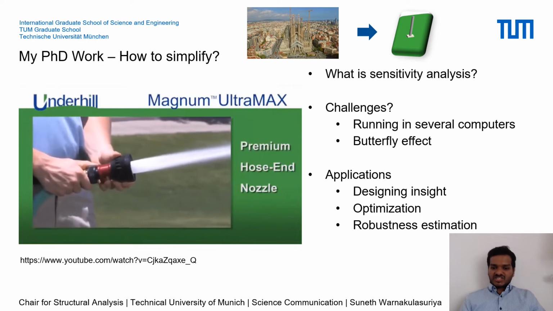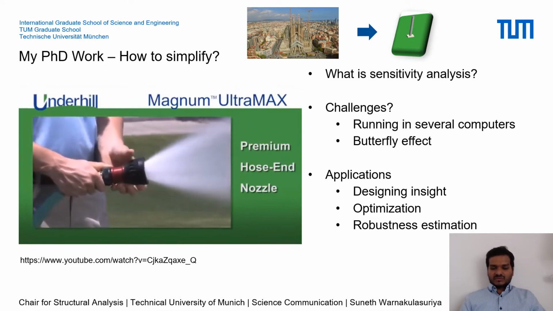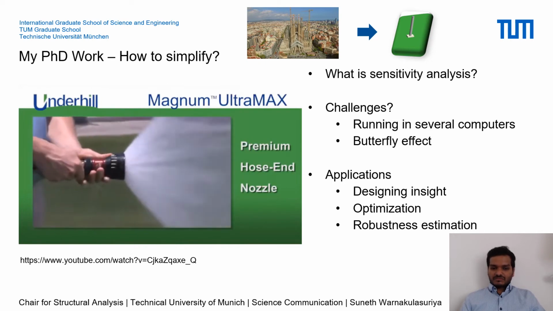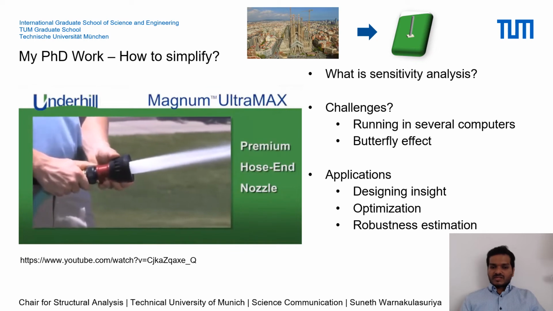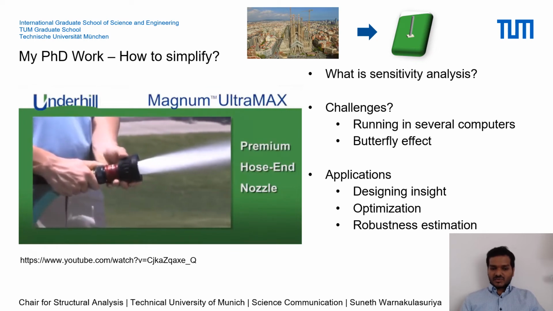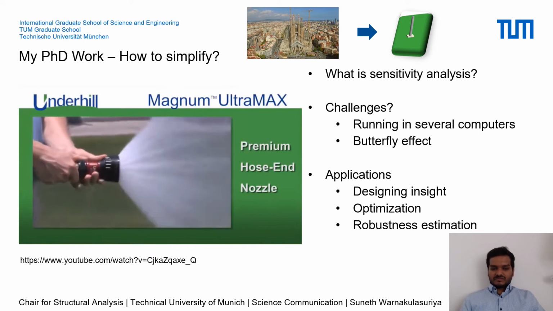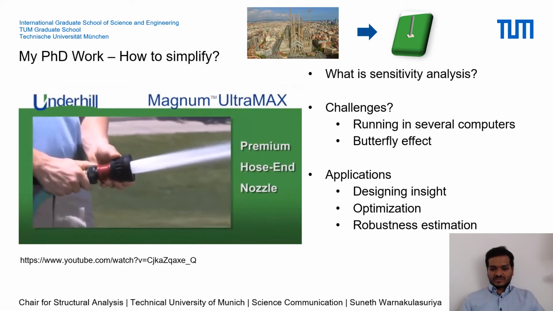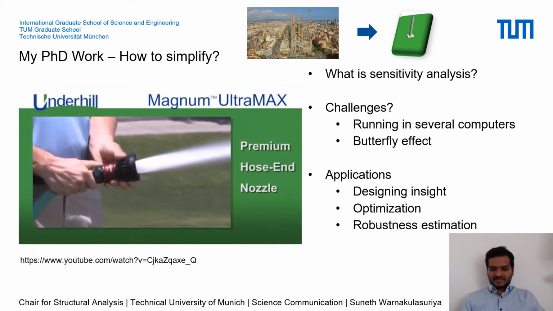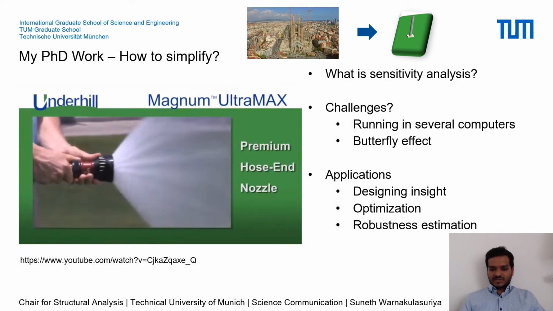The other application is optimization. So what is optimization? Once you have this sensitivity information, so let's say the rotation of this nozzle, you can design better nozzles to have better flows for whatever purpose you want to use it. That is called an optimization process, and we can make it automatic. So we get an automated designing process altogether.